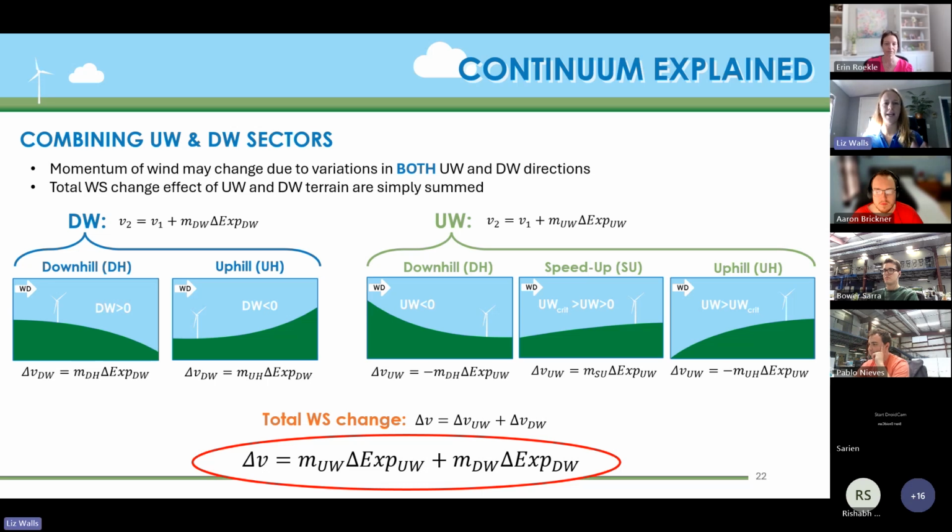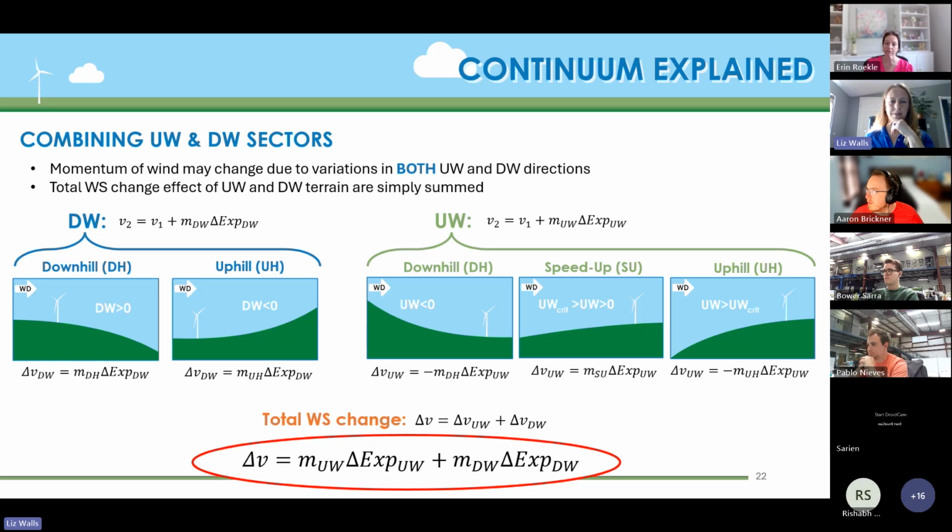And then on the other side, in the upwind direction, there can be three types of flow that we talked about. So there can be downhill flow, where the wind is flowing down towards the site. Then we have induced speed up that we just talked about, where the upwind exposure is less than the critical upwind exposure, so you get induced speed up. And lastly, uphill flow, where the wind decelerates as it's traveling uphill as gravity is winning the fight.